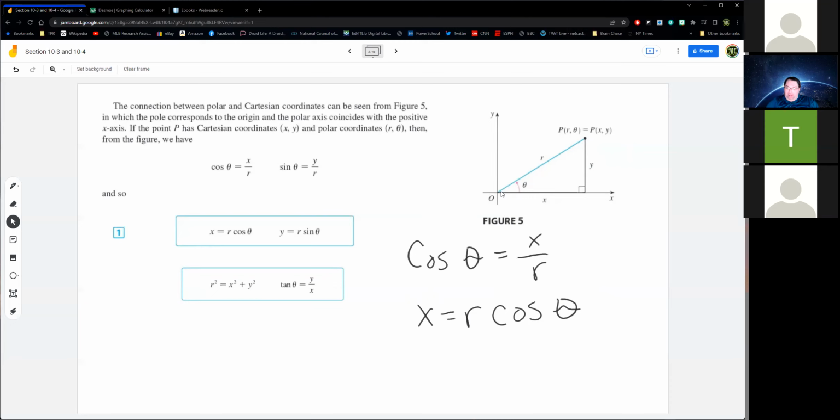My Y coordinate is going to use sine. So same concept, I'm going to take the r over. So y is r sine theta. So that'll give me my 2 points to find the x and the y on the Cartesian plane, or the Cartesian coordinate system.